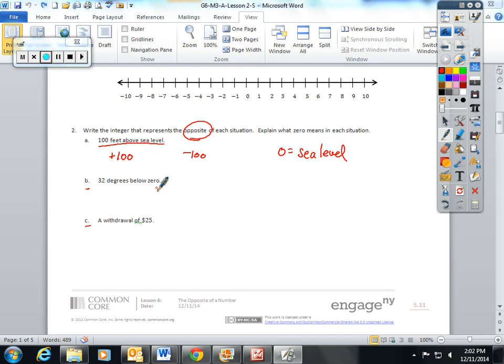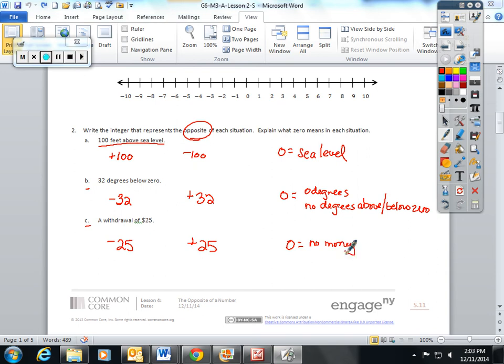It's 32 degrees below 0, so here are the answers. The integer would be represented as negative 32. The opposite would be positive 32. And 0 would be 0 degrees, no degrees above 0 or below. Okay. The next one, a withdrawal of $25 would be negative 25. The opposite of that would be positive 25. Okay. And 0 would mean no money in your checking account, no money, no withdrawals, no deposits. And let's flip it over and try the next page.